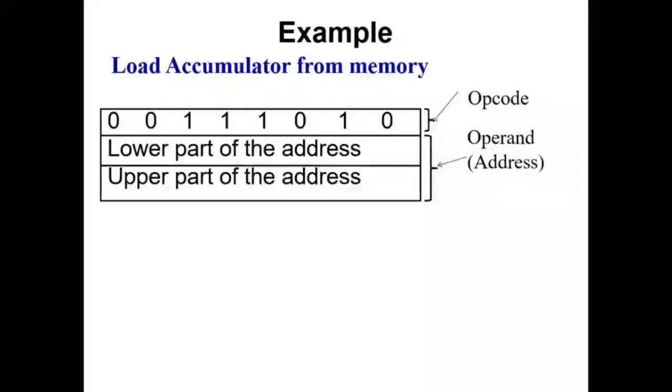So if I want to put what is in that particular memory location into the accumulator, I mention the operation code, which is 3A, 00111010. Then I mention the lower part of the address, which is 6D. And then the upper part of the address, which is 85. So that 3-byte instruction moves whatever is in memory location 856D and puts it into the accumulator. Is that okay?